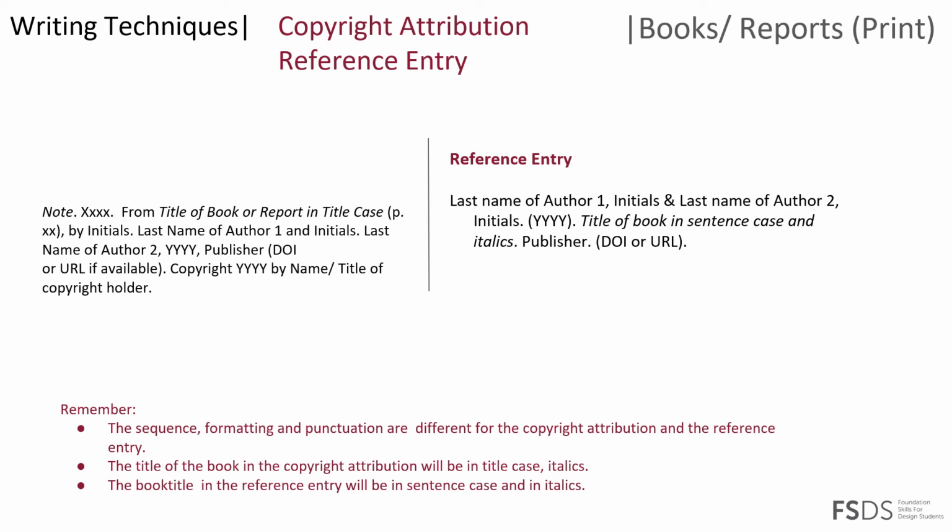The last line of the caption will be the credit or copyright line. It will have to mention who holds the copyright for the specific image used. The entry in the reference list will be formatted like a bibliography entry. It starts with the last name of the author followed by their initials and a full stop. The year of publication appears within brackets and is followed by a full stop. Then comes the title of the book in sentence case and italics.